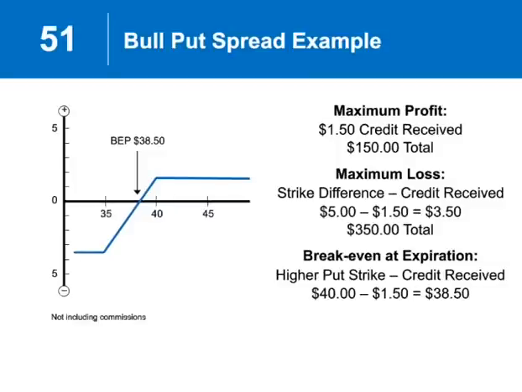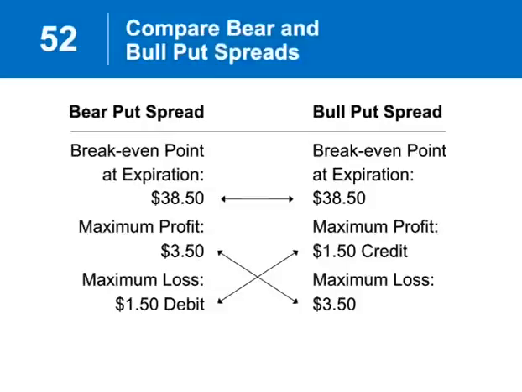Maximum profit, maximum loss, we've discussed. The break even at expiration is the higher put strike minus the credit received. So it's that 40 minus the $1.50 that gets us to the $38.50 level, which is the break even. Again, bear and bull put spreads: there are a lot of things that are reciprocal in each of those spreads, and it's just something to be aware of.